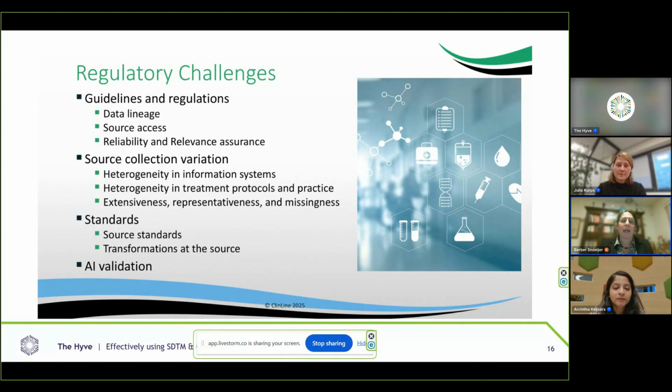Finally, nowadays we are using more and more AI with extracting data from text, etc. And that's very helpful, or maybe the AI for the mapping. But of course, these steps also need to be validated in order to be able to use that data for regulatory submission.